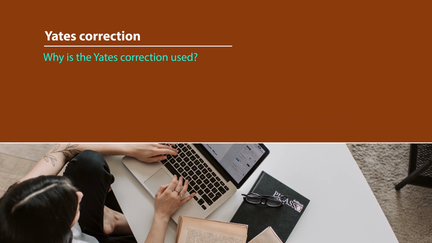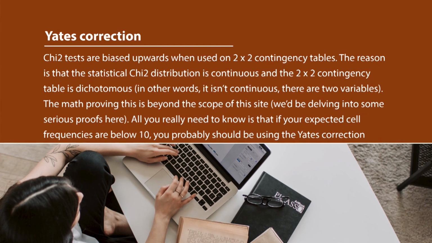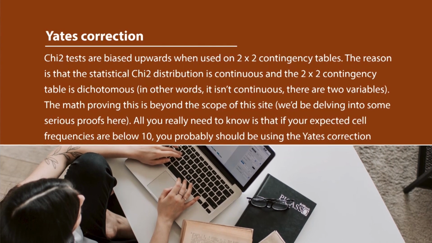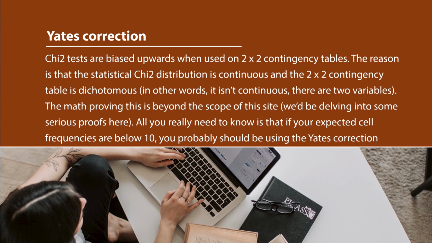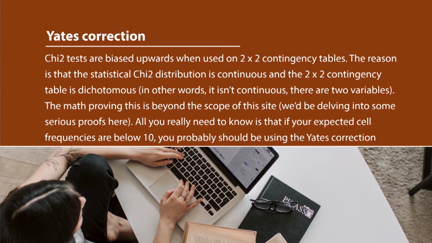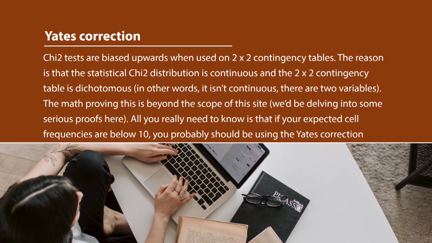And why is Yates correction used? Chi-square tests are biased upwards when used on a 2 by 2 contingency table. The reason is that the chi-square distribution is continuous and the 2 by 2 contingency table is dichotomous, so it is not continuous. There are two variables. The math behind this is beyond the scope of this session, as we would be delving into some serious proof here, and all you really need to know is that if your expected cell frequencies are below 10, you probably should be using a Yates correction.